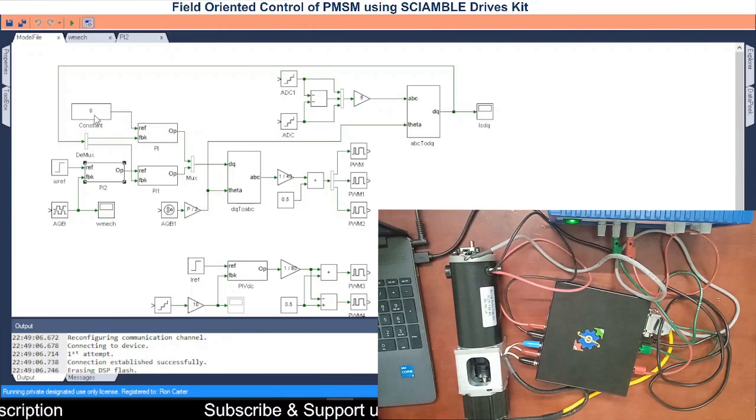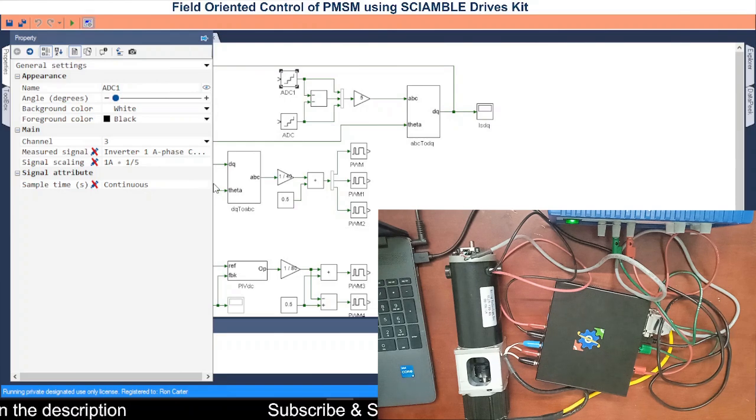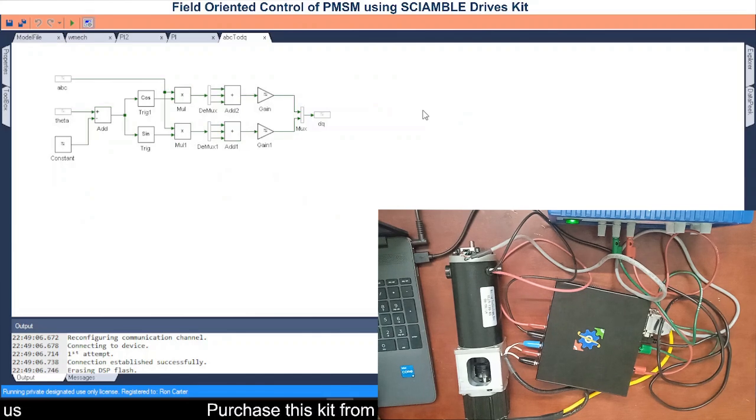This is the ID reference. ID reference is 0 here, and that will be compared with the actual ID. These two are the phase currents. We are sensing two phase currents, as you can see here. Once the two phase currents are sensed, they are sent into the ABC to DQ transformation, and here the transformation is done.